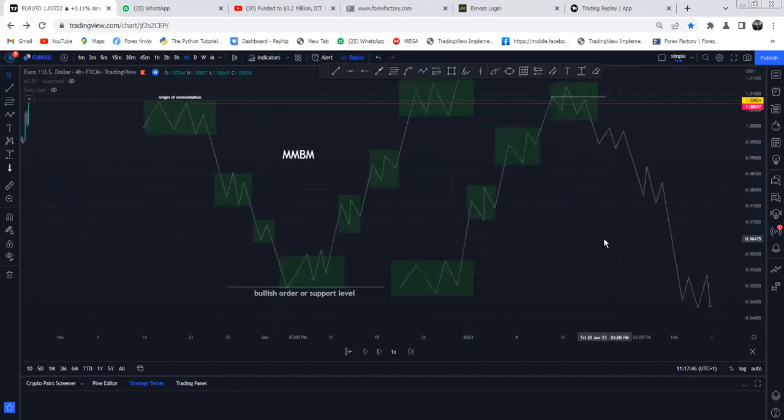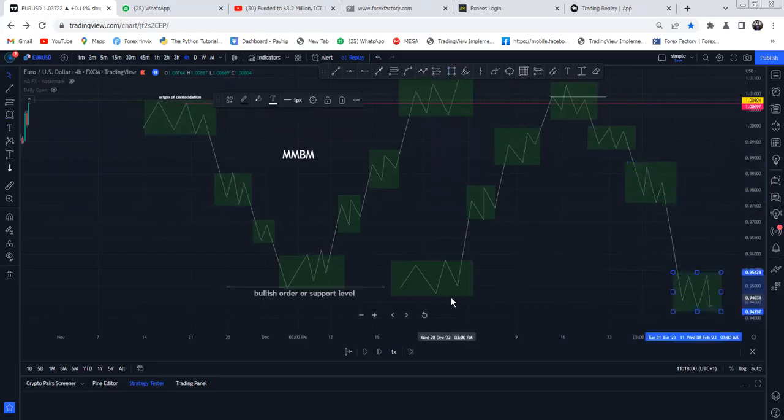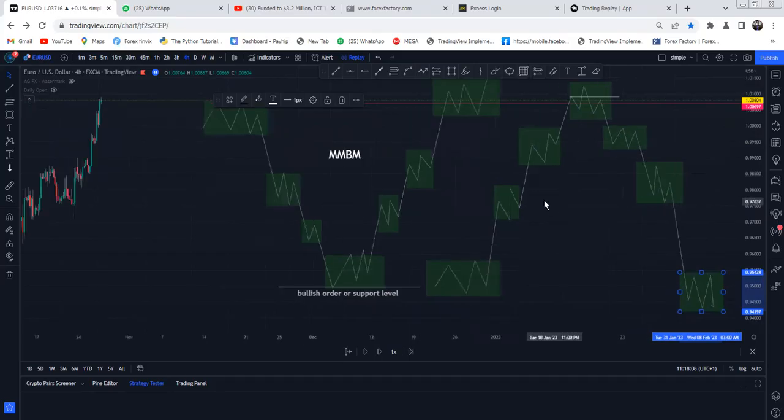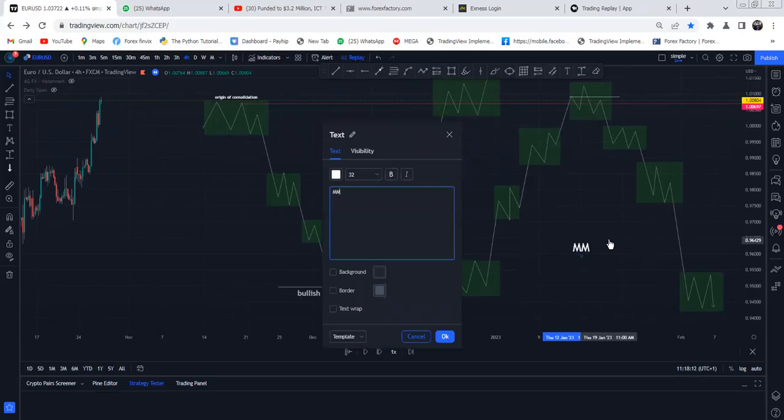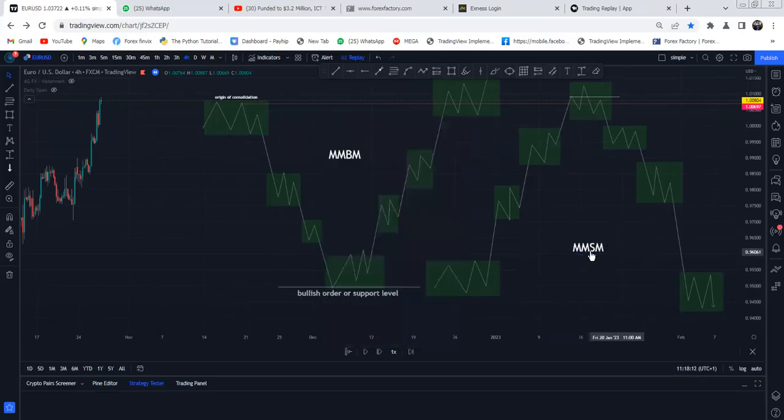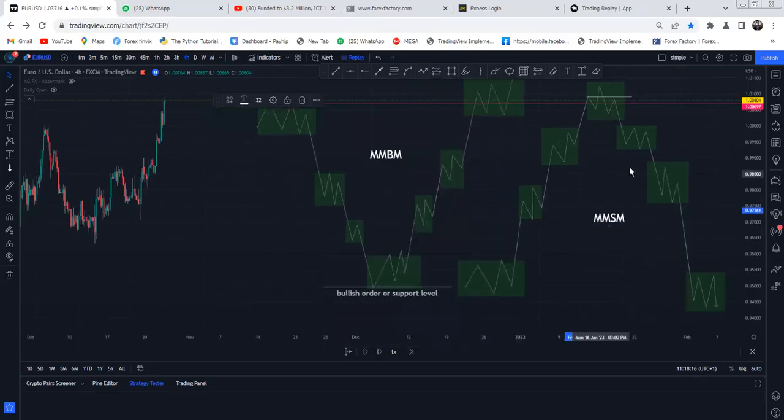So in this case here, this is your sell model, right? This is your market maker sell model here. Target is the origin of the consolidation, all right? The origin of the consolidation, that's the liquidity line here, that's the target, okay? So in this case, here is your market maker sell model, right? This is your market maker sell model here.